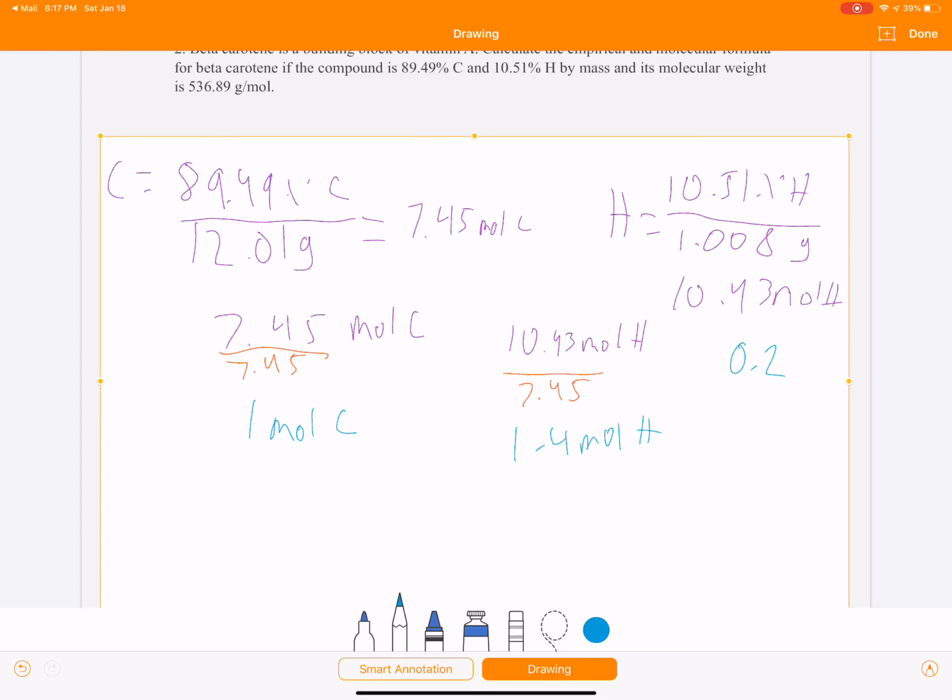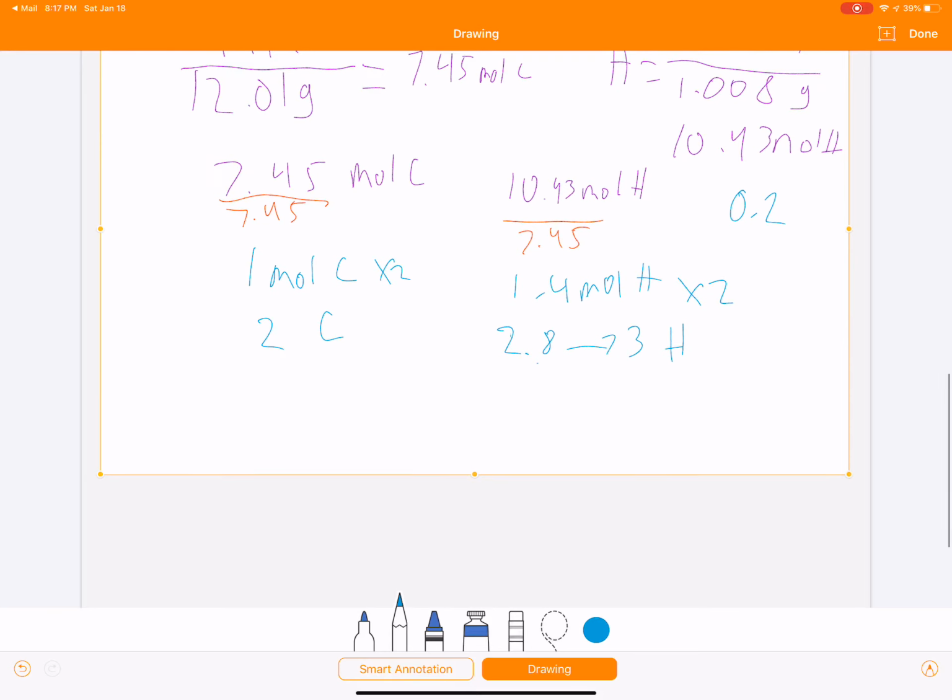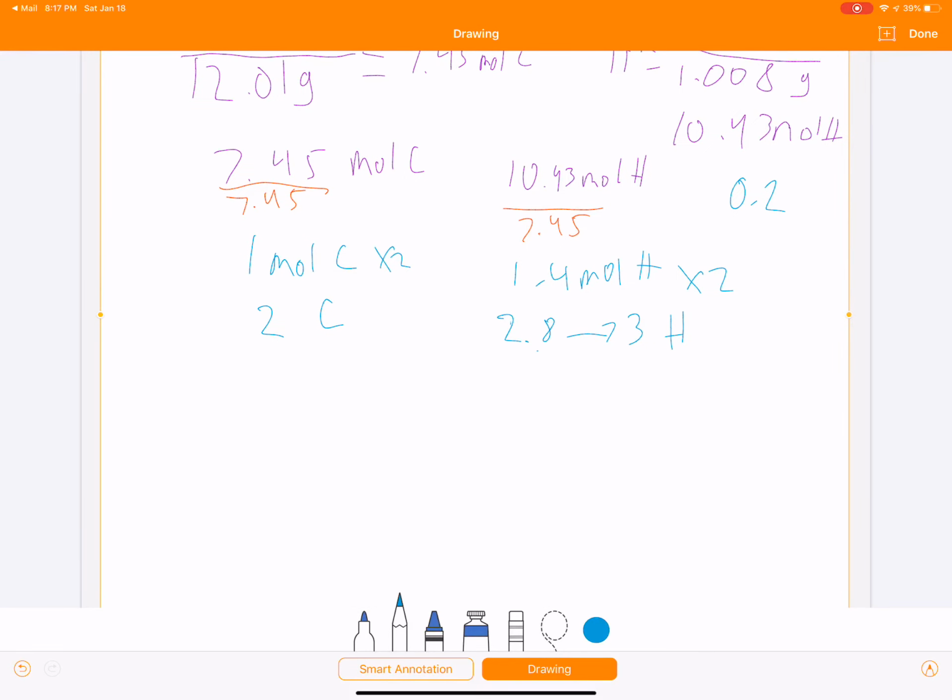So I'm going to try 2. 2, 4, 6, those usually work. So 1 times 2 is just 2, and 1.4 times 2 is 2.8, and that we can round to 3. So the empirical formula of this beta-carotene, vitamin A, is C2H3, and that is the empirical formula.